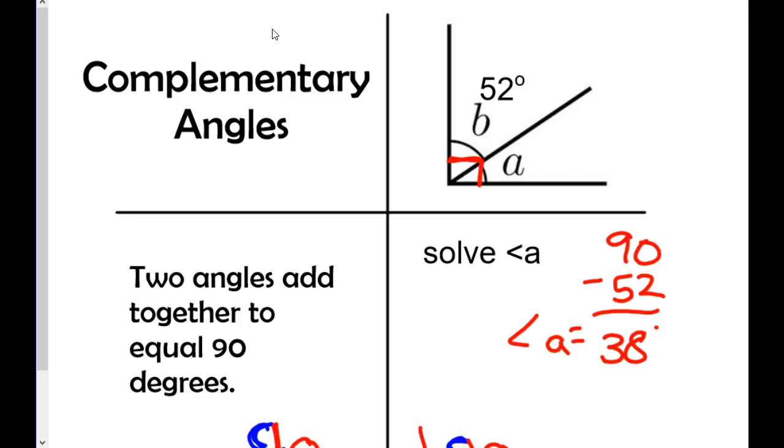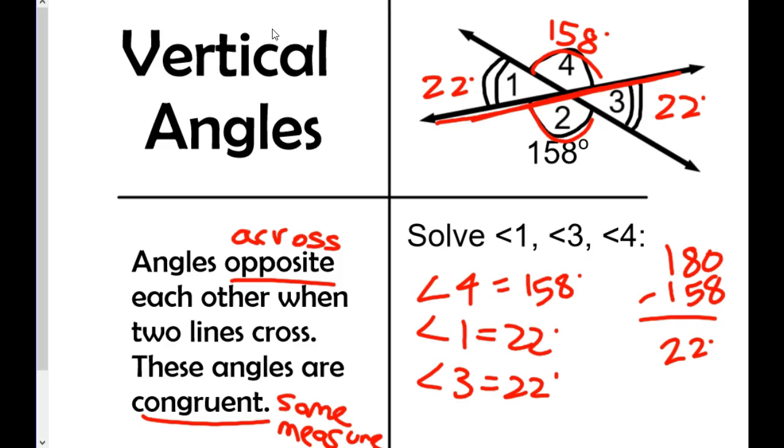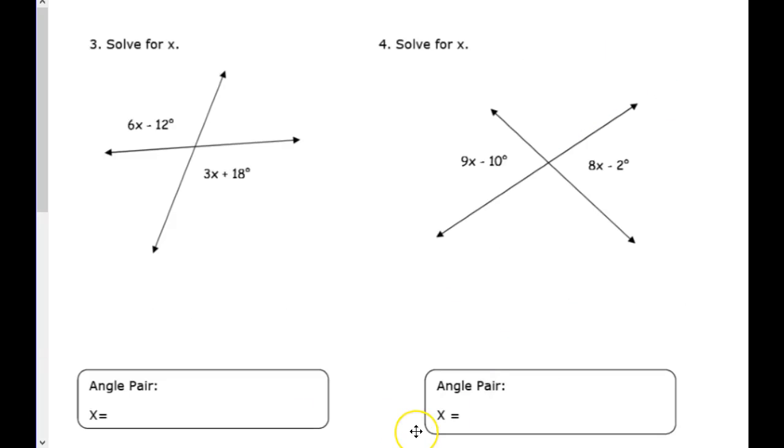All right, so if you look at your notes, it looks like this. If you remember, across from each other means vertical, and that means they are the same measurement. So notice right here, these are both 158 across from each other. These are both 22 across from each other. So again, the name is vertical angles.